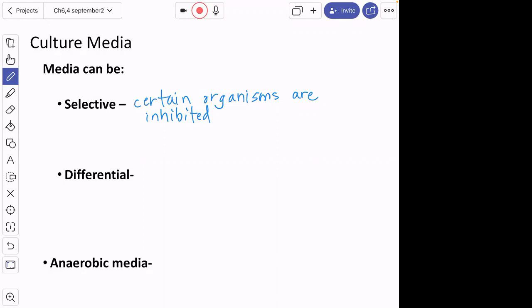A differential medium is when certain organisms have a changed appearance.